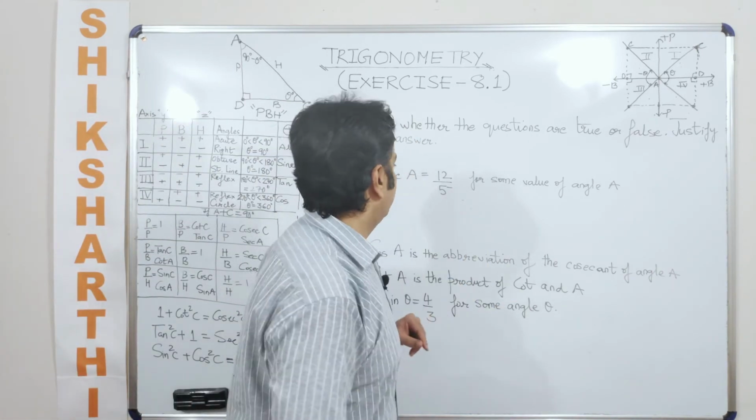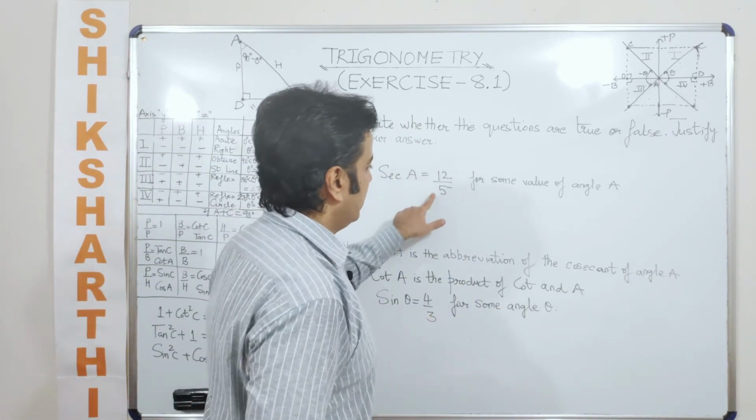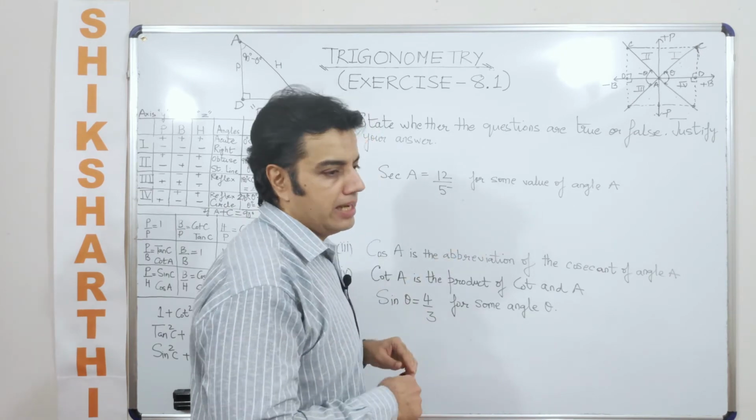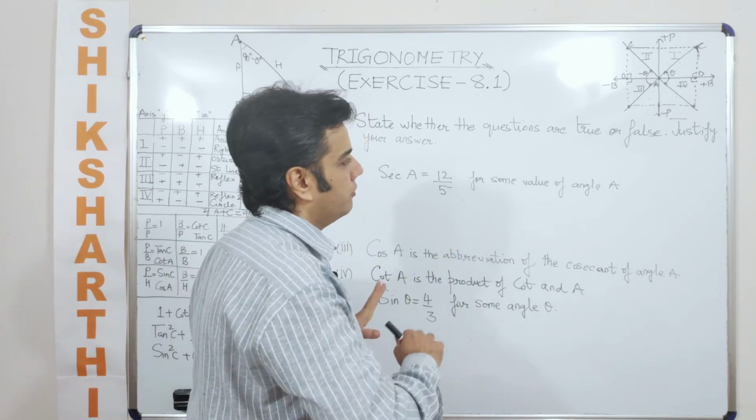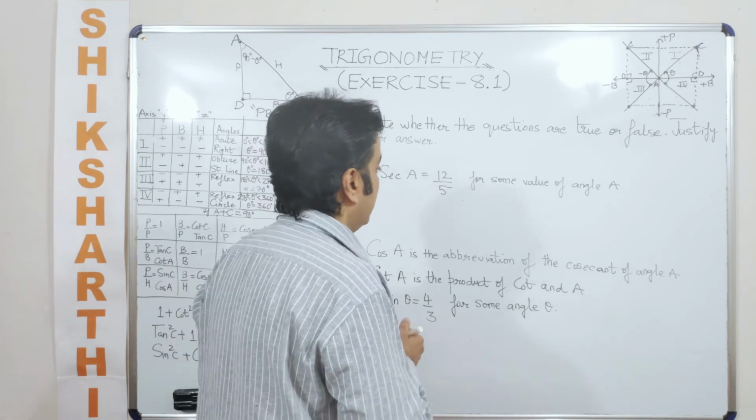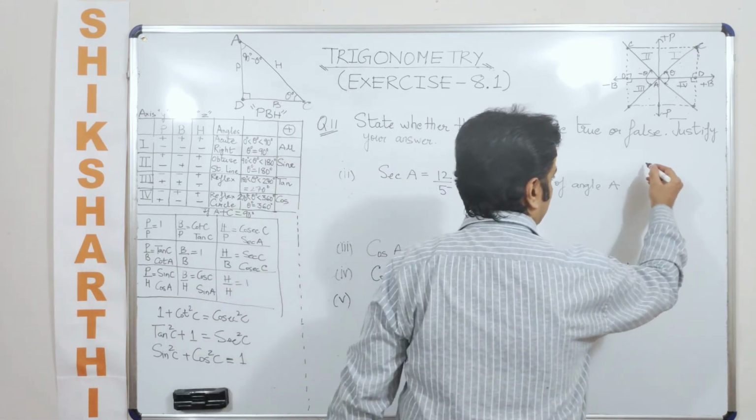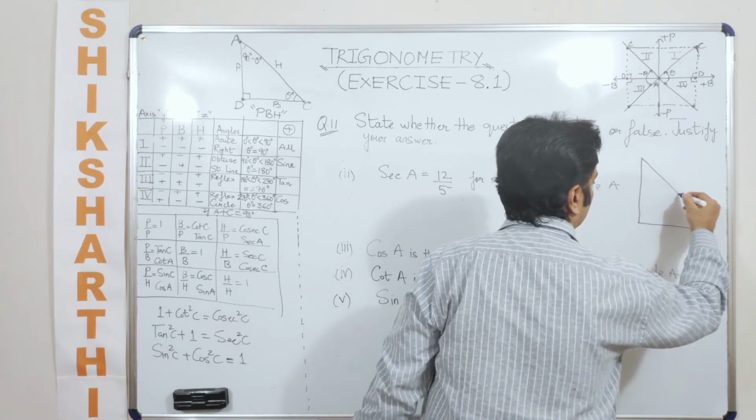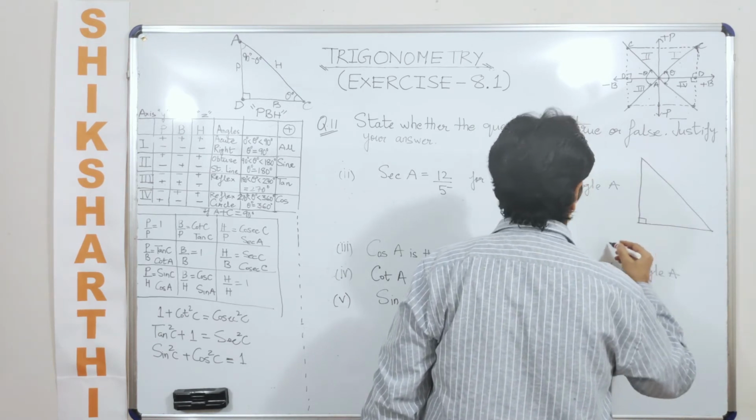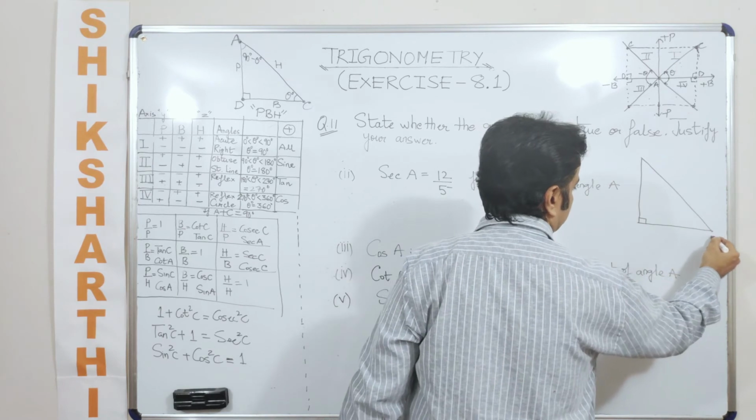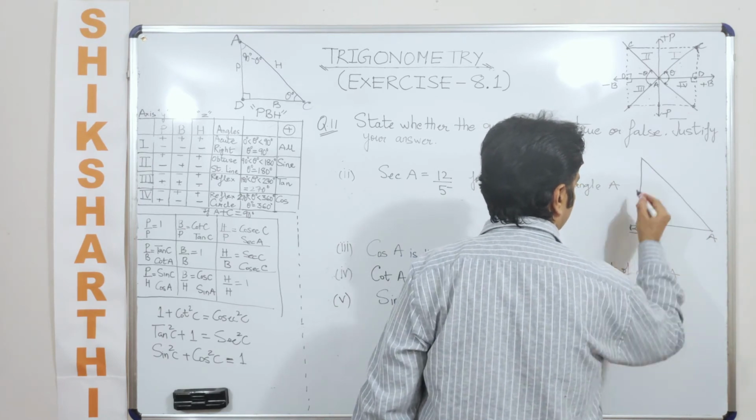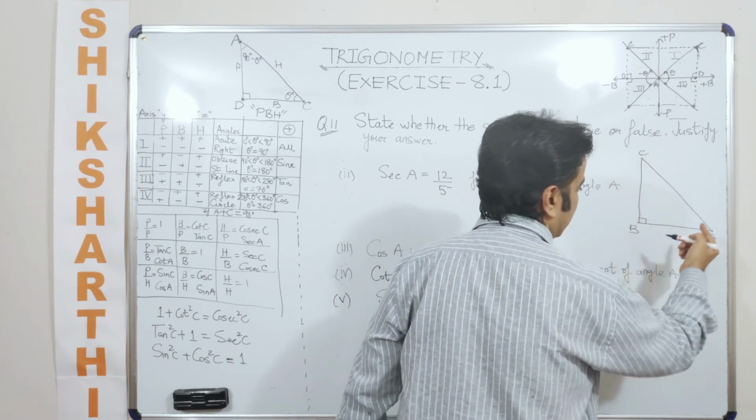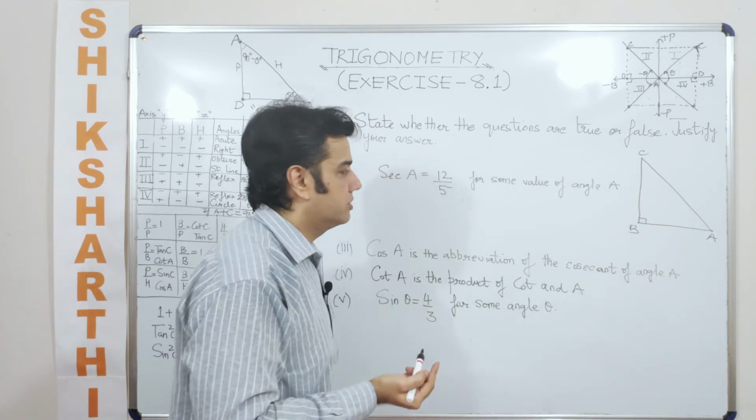So in the second subpart, it is given that sec A is equal to 12 by 5 for some value of angle A, and we need to find out whether this is true or false, and we need to justify our answer. For this it is advisable that we draw a triangle. Let's say this is A, this is B, and this is C. Angle B is 90 degrees and angle A plus angle C is equal to 90 degrees.